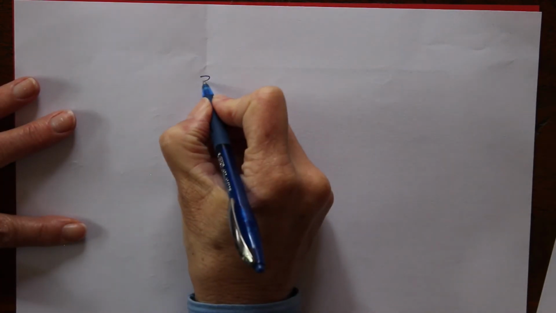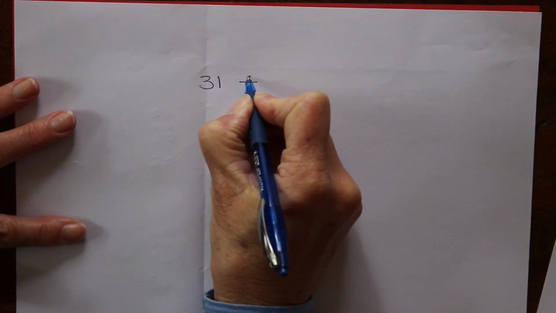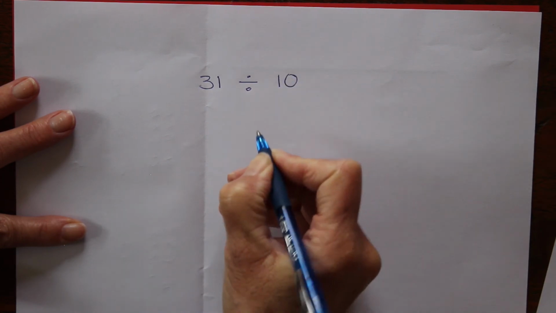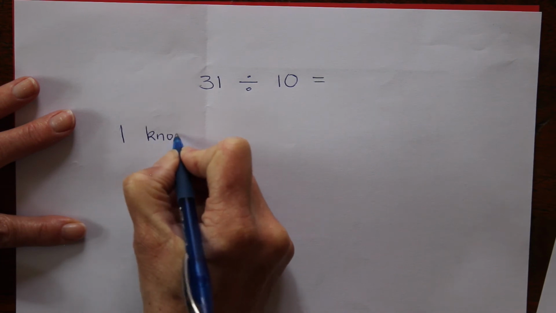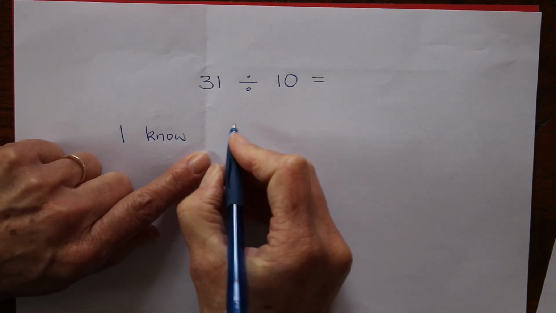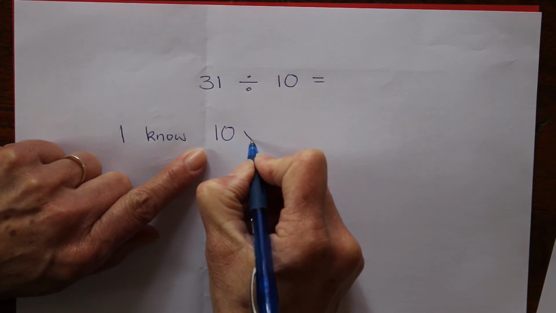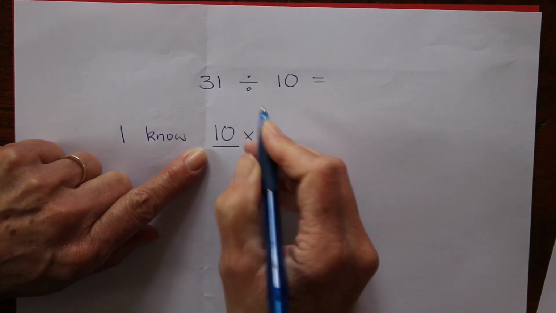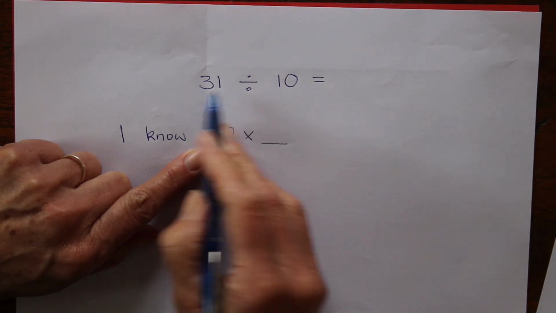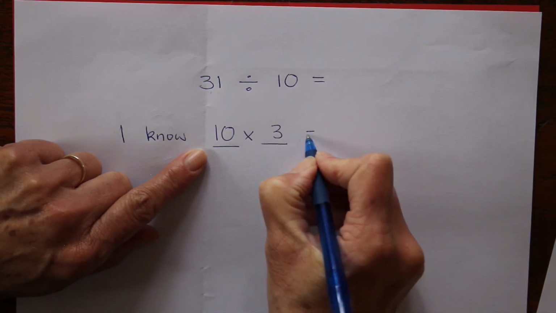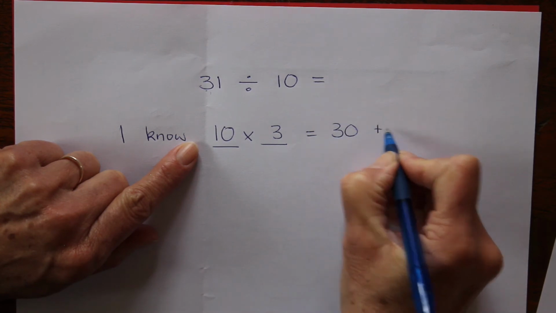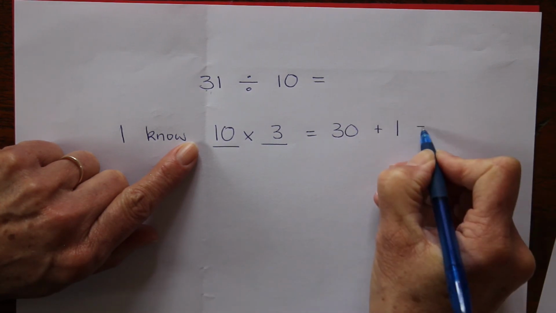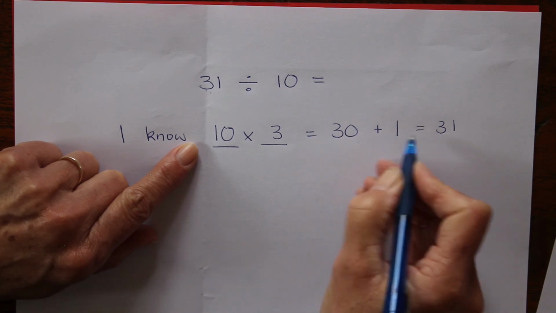What about if I have 31? 31 divided by 10. What's my answer going to be? Well, I know my times table. I know that if I've got 10 times what is going to get me close to 31? Well, 10 times 3 is going to get me to 30. So then I need to add one more, and that will take me to 31, and I've got my 31.